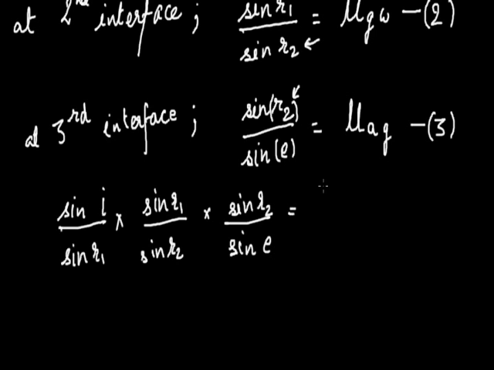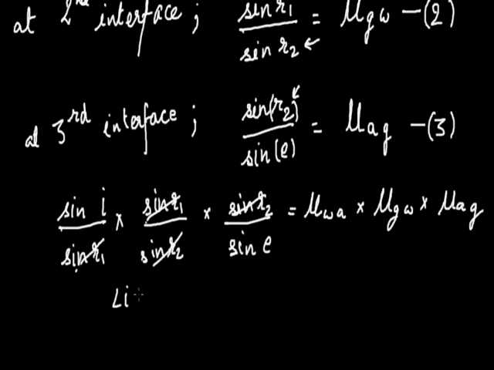This value should be equal to the refractive index of water with respect to air into the refractive index of glass with respect to water and the refractive index of air with respect to glass. Now, if we see the LHS of the equation, we'll find that this value adjusts with this value and sine r2 adjusts with the sine r2 in the numerator, and when we compare the geometry, we find that angle i is equivalent to angle e, that is, the angle of incidence is equal to the angle of emergence.